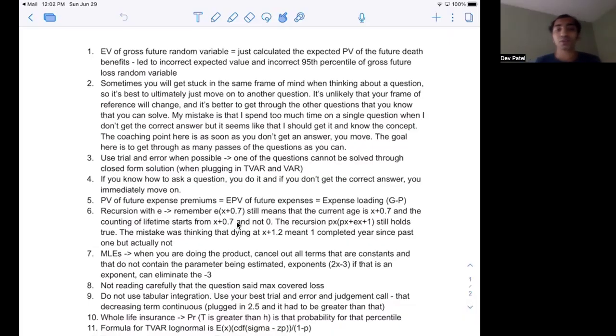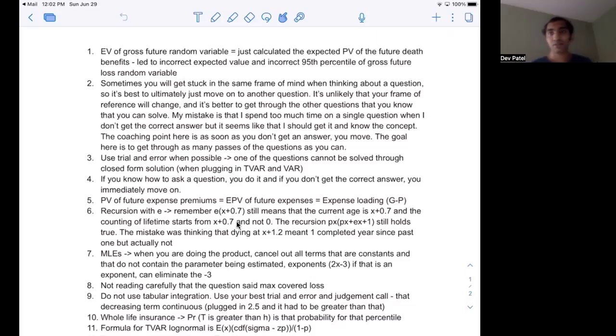MLEs: when you're doing the product of them, make sure to cancel out all the terms that are constants. Sometimes when you're doing MLEs, they may come out to be super nasty equations that you have to take the derivative of. But if you cancel out the constants, because the derivative of a constant is zero if you take the natural log of it, right? Derivative at zero, it's not going to make a difference when you're doing the optimization. Then you can just cancel it.